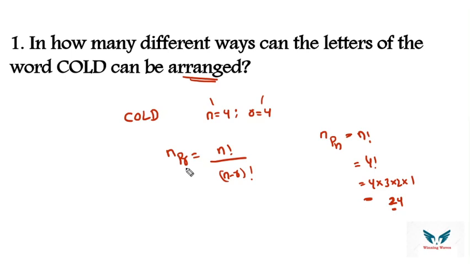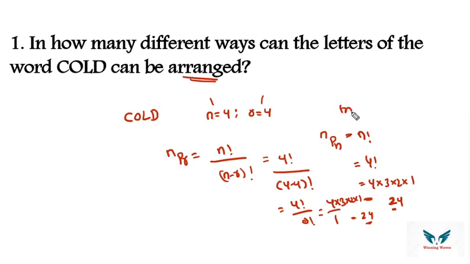Otherwise you can go for the usage of the formula also. 4 factorial by (4 minus 4) factorial. 4 minus 4 is 0. So 4 factorial by 0 factorial. 0 factorial means 1. 4 factorial means 4 into 3 into 2 into 1, which is nothing but 24. Same. So you can use the formula-based trick, or directly go with the formula. It's up to you, right?